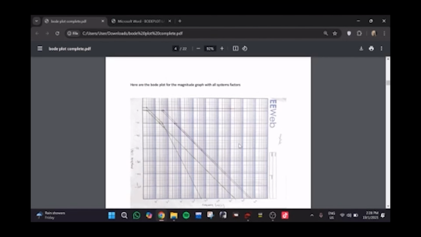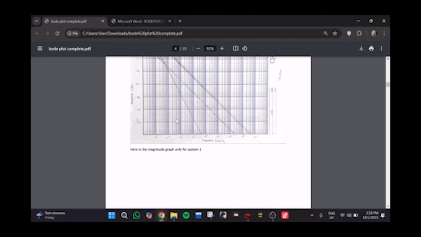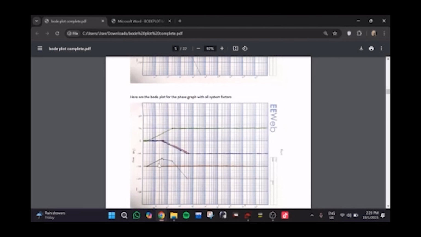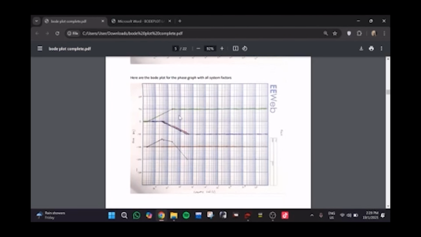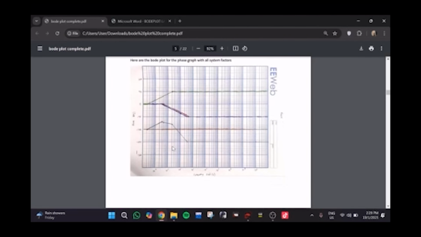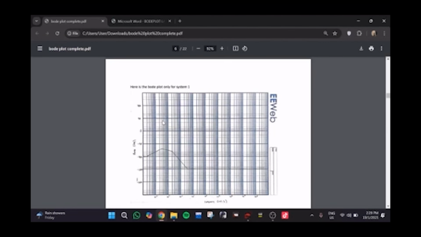So here is the Bode plot for the magnitude graph with all the system factors. We combine them all, so here we get the combined magnitude graph for system 1 only. Here is the plot of the phase diagram with all the phase factors, all the system factors. We combine the four, and so we get the Bode plot only for system 1.